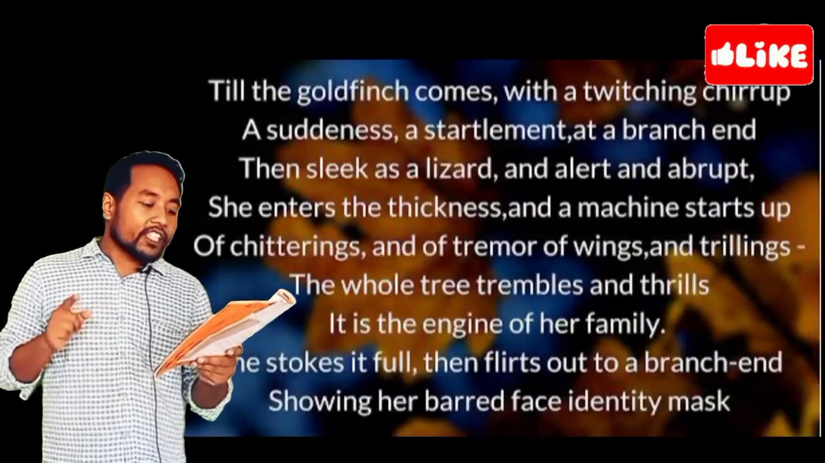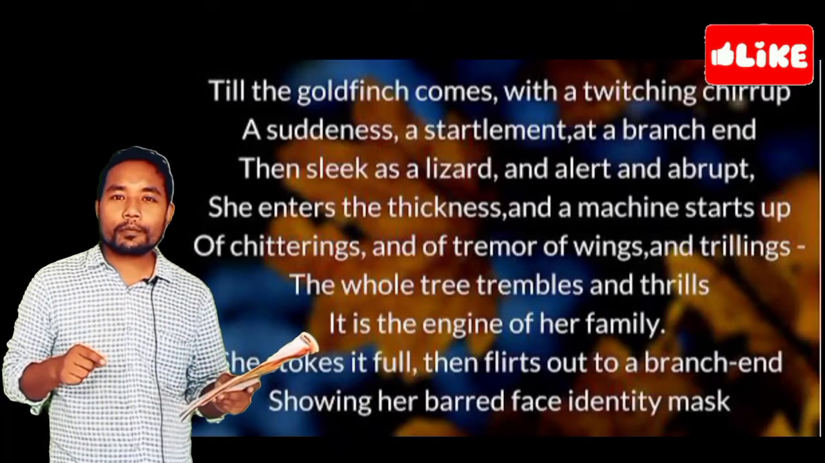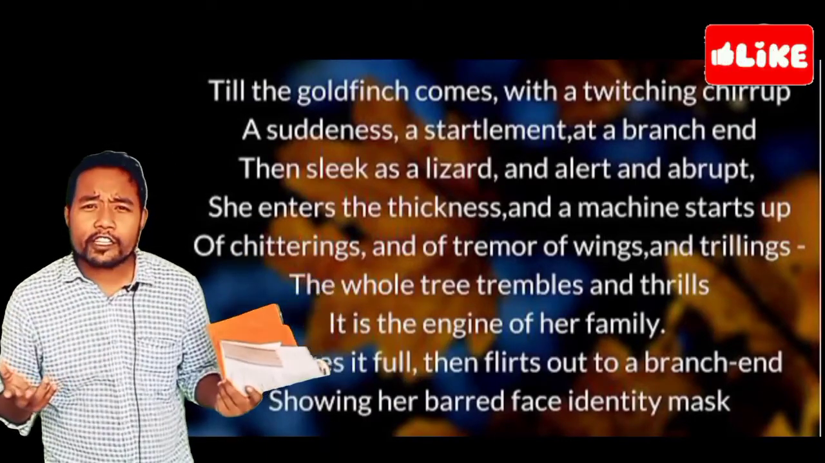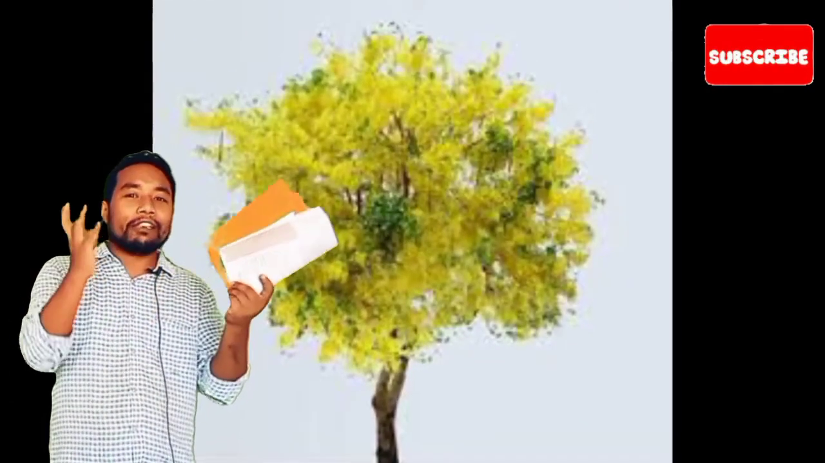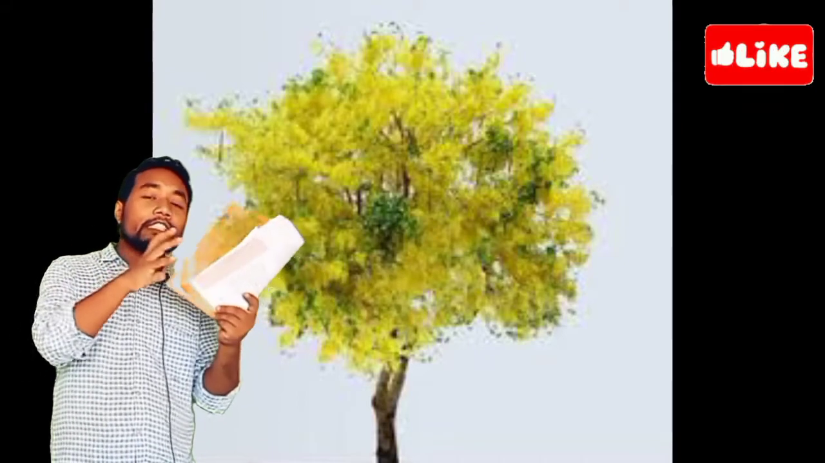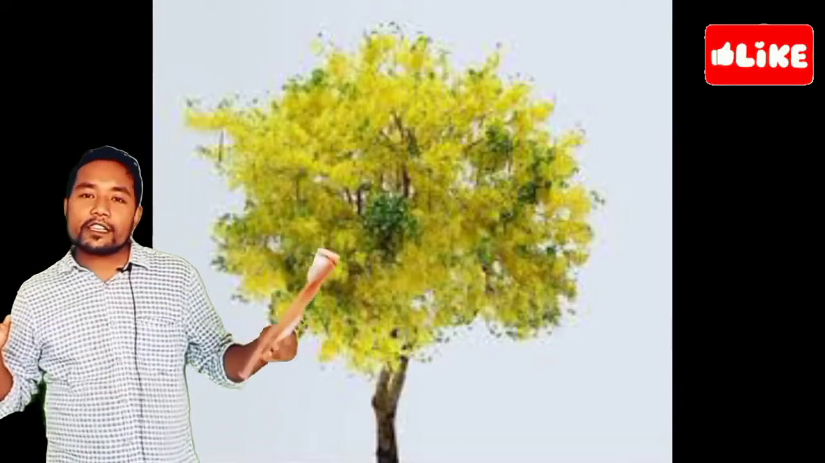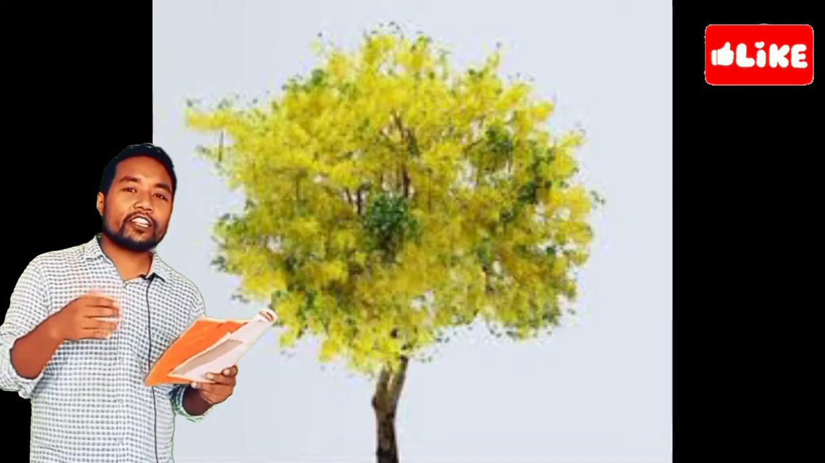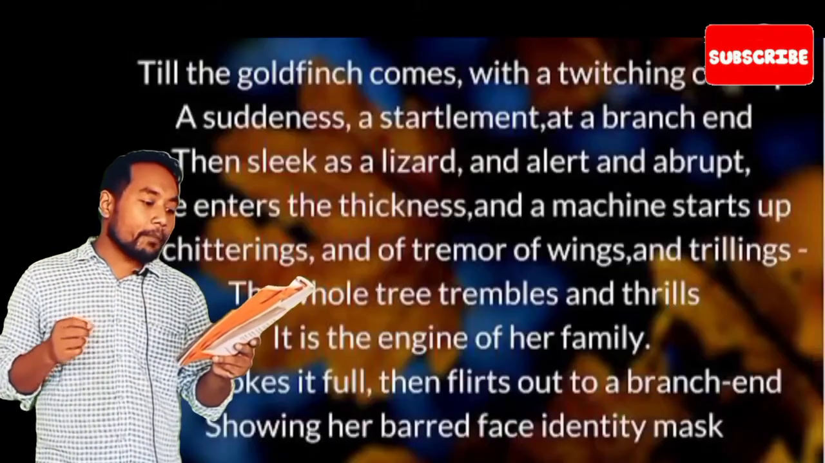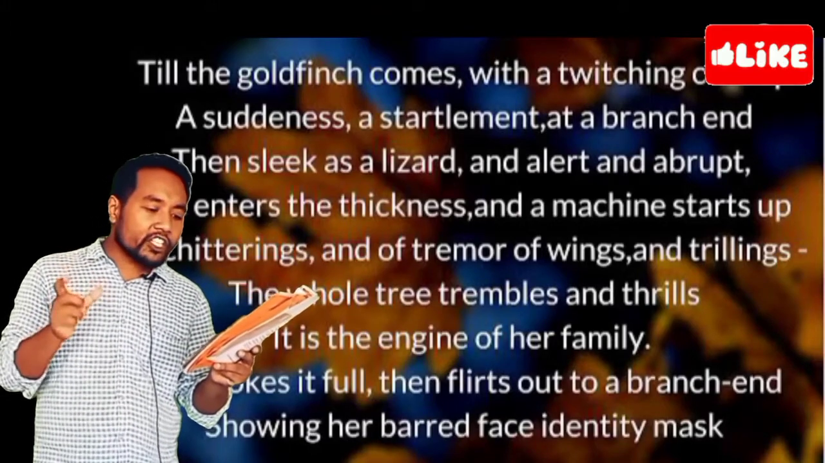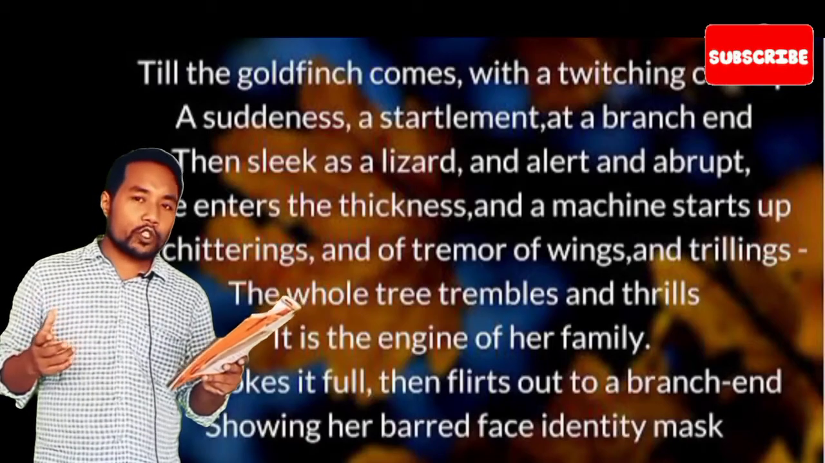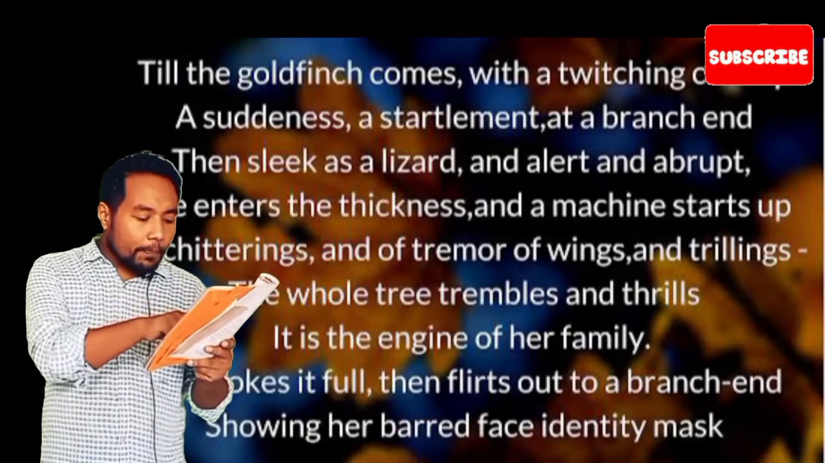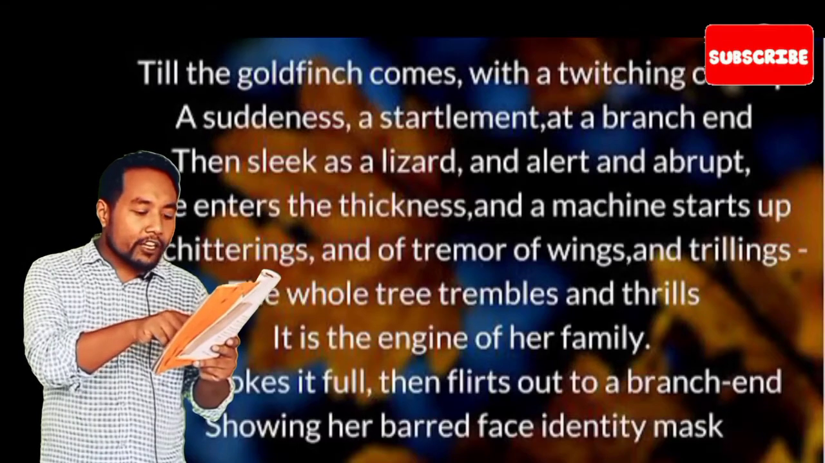Fine. She enters the thickness, and the machine starts up. Now, after being so unpredictable, goldfinch enters the thickness. Now, what is this thickness? This thickness means the leaves. Something is hidden under the leaves. So the goldfinch, with its unexpected movements, enters inside the bush, and the machine starts up. Now, machine starts up is a figure of speech known as metaphor. Fine, I'll explain this to you after some time. Metaphor. And the machine starts up of chatterings and tremor of wings and trillings.